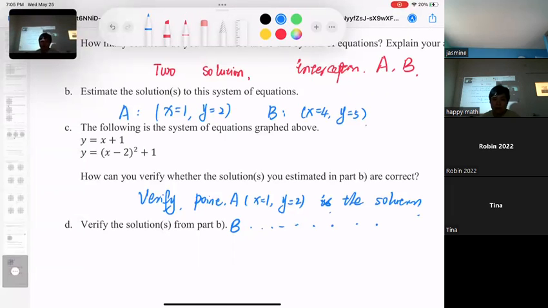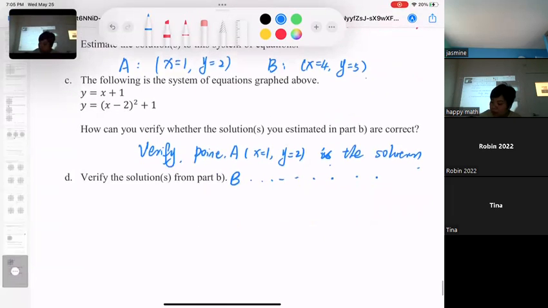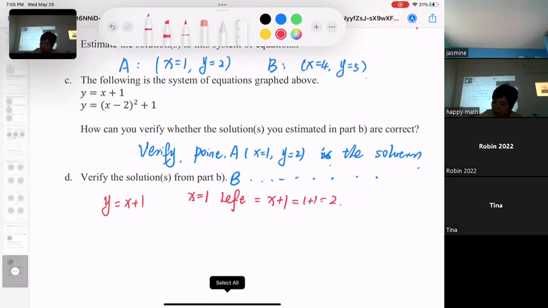So let's verify the solution. We have to figure out that when x equals 1, y equals 2. So y is x plus 1. When x equals 1, the left side will be x plus 1, which is 1 plus 1 equals 2, right? And y is 2, right? So this is a solution. So point A is a solution of the system.